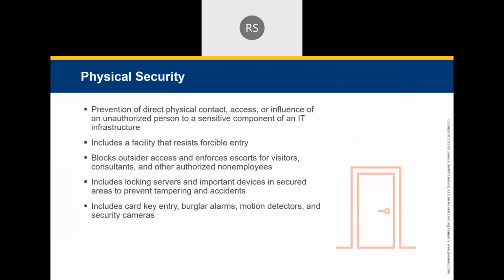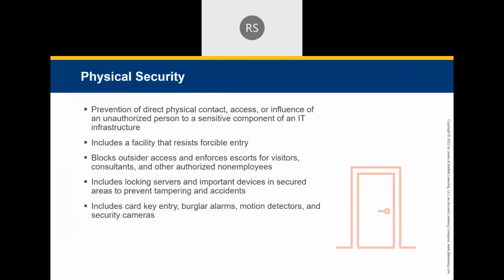So, some key elements for physical security is you want to establish facilities that resist forcible entry and unauthorized access, implement physical barriers and controls to prevent outsider access. Visitor management is a big thing to consider with physical security. So, you want to enforce escort policies for your visitors, consultants, and other authorized non-employees. With this, you want to also require that visitors be accompanied by authorized personnel at all times.